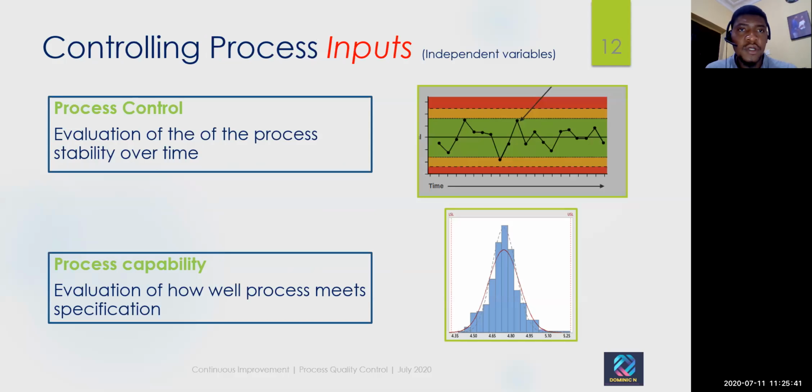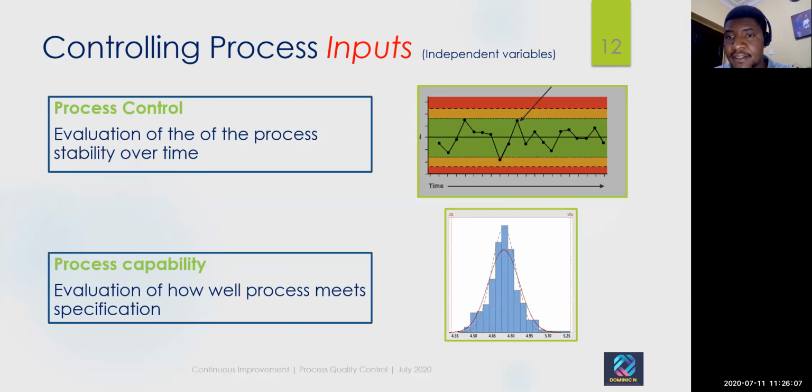Okay, so before we go into controlling inputs, which is important, we need to understand what process control and process capability is. I see most times people mistake it a lot. So process control is evaluation of the process stability over time, the stability over time. So the best tool to use in this situation is a control chart.